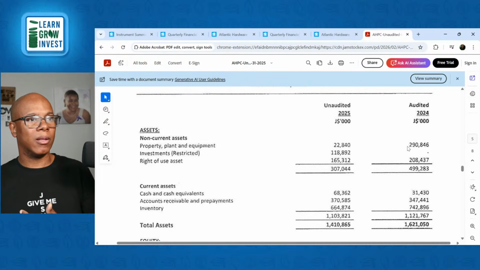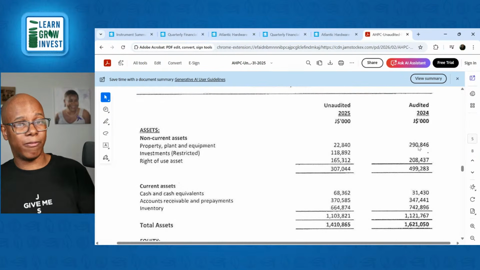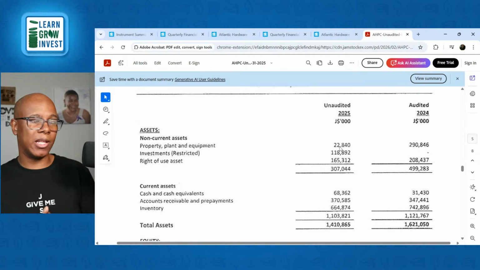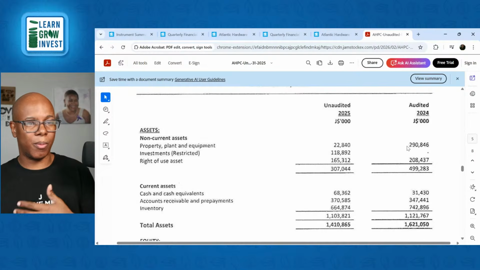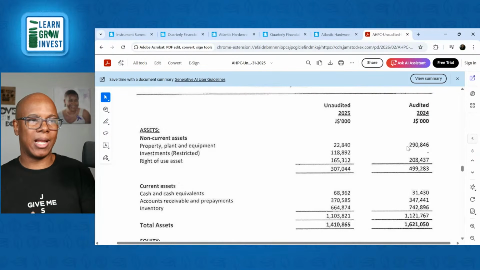So, in this case, they had 290 million in terms of property, plant, and equipment in 2024, and now they have only 22 million in 2025. So it's safe to assume that they would have liquidated some assets, some property or something like that, for that significant drop, right? That's not necessarily a bad thing. If it's sold, that means it's likely converted to cash, and then now they might have it in some other form to be able to leverage, right? So it could be cash, it could be something else. We'll get to that when we dig deeper as to what would have happened, but for now, we see that is a noticeable difference.